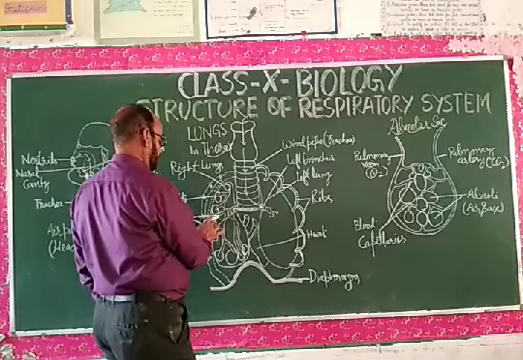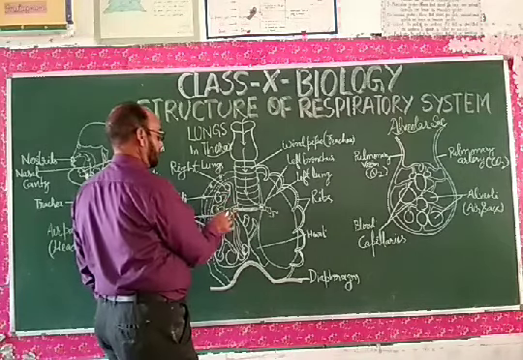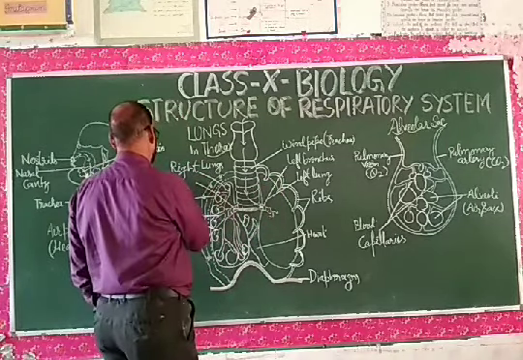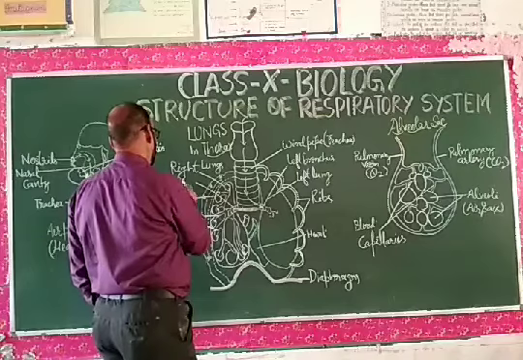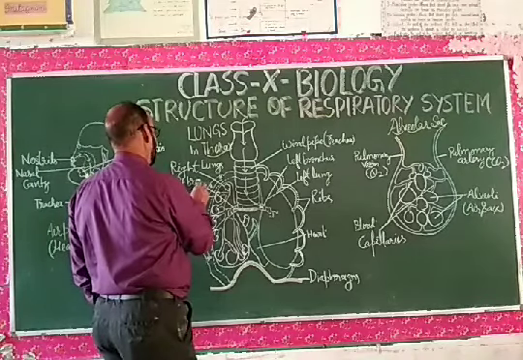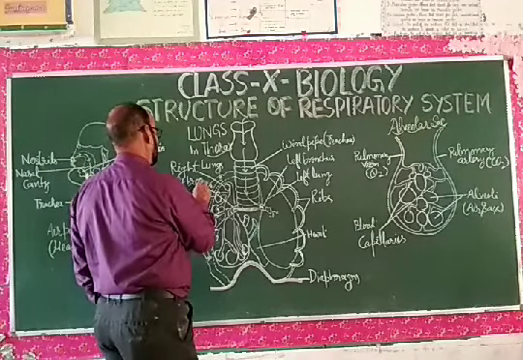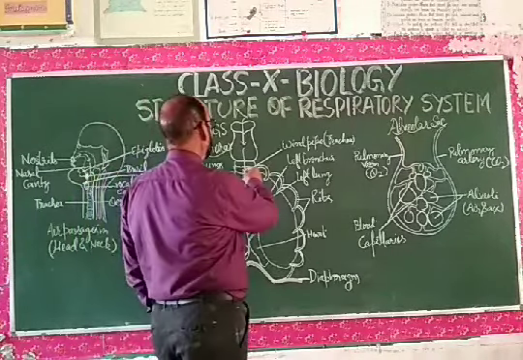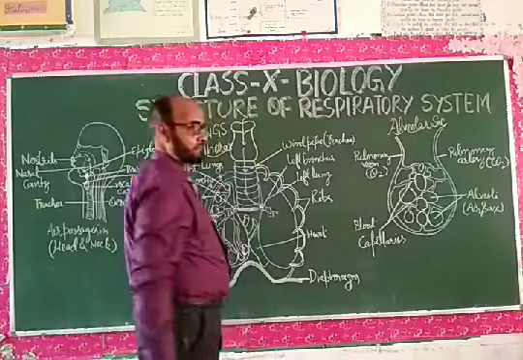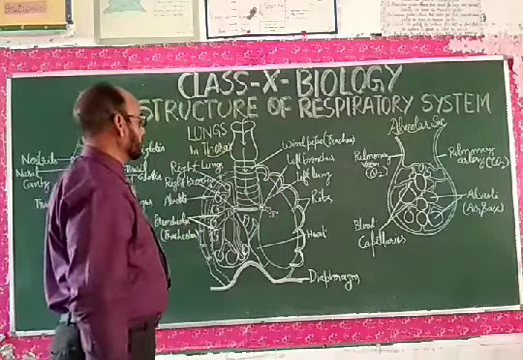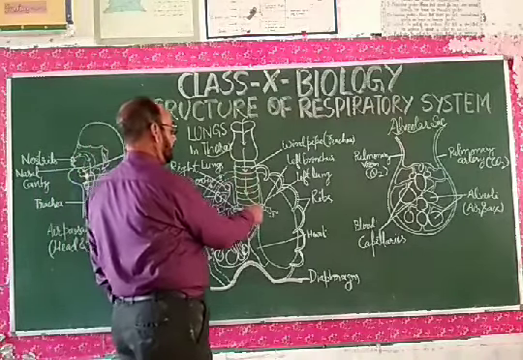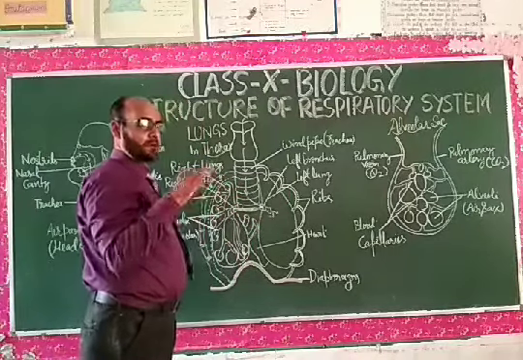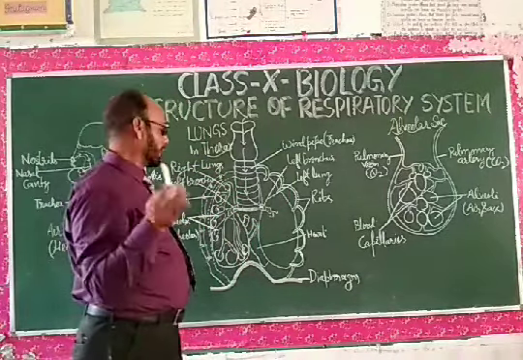Bronchioles are the last part of the bronchus. This is the left bronchus and this is the right bronchus. The plural of bronchus is bronchi. You can see this is the windpipe, this is the trachea, what we have seen in the neck region in the previous diagram. This windpipe is connected with the left bronchus and the right bronchus. So these two bronchus are commonly called bronchi.